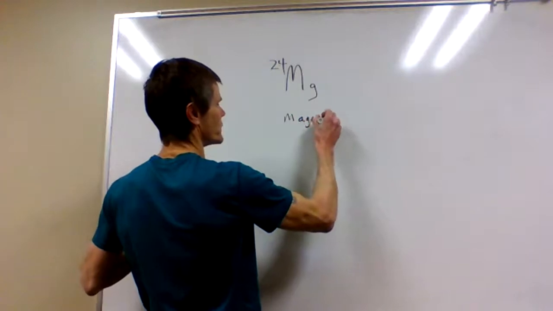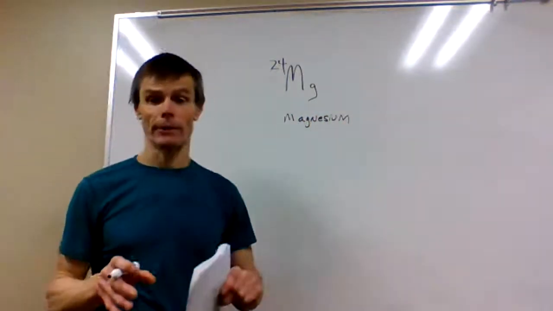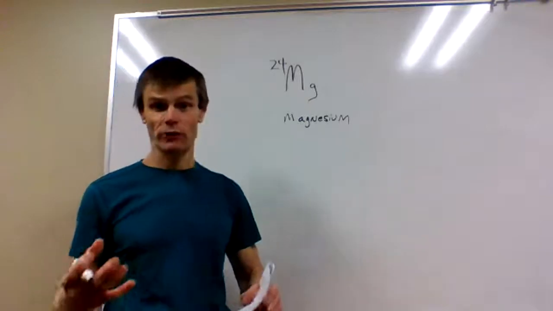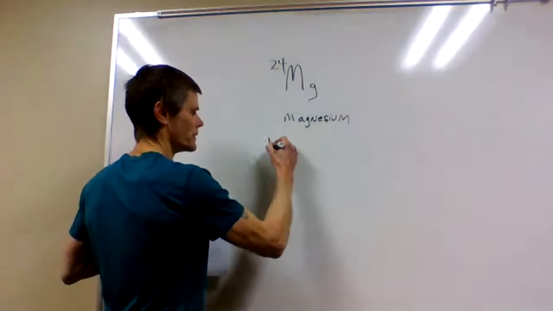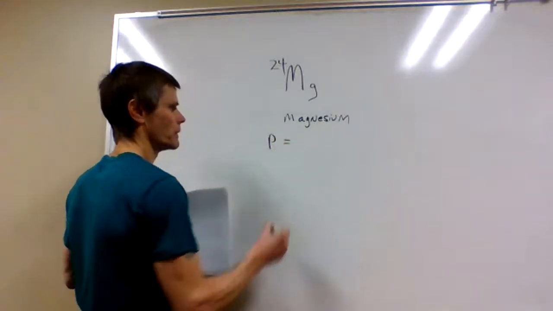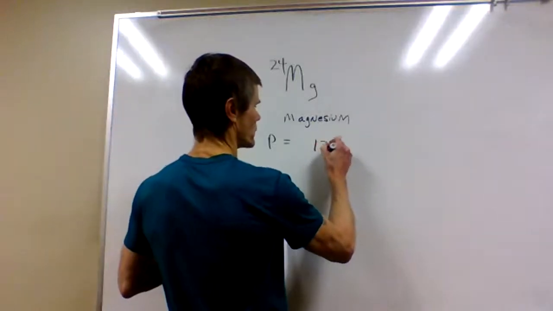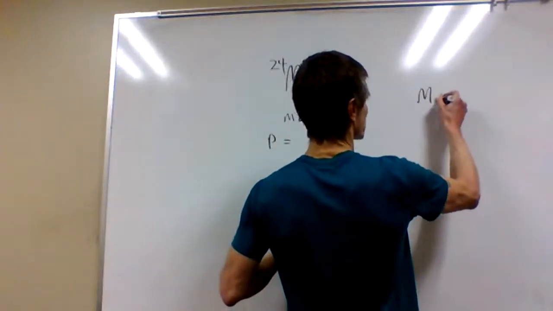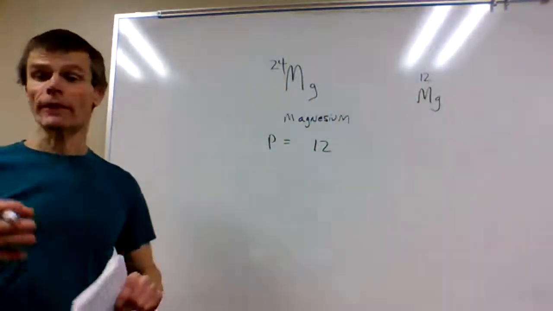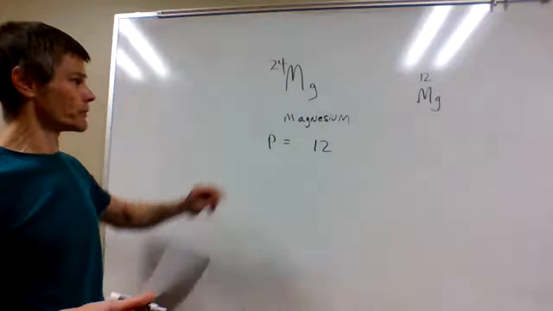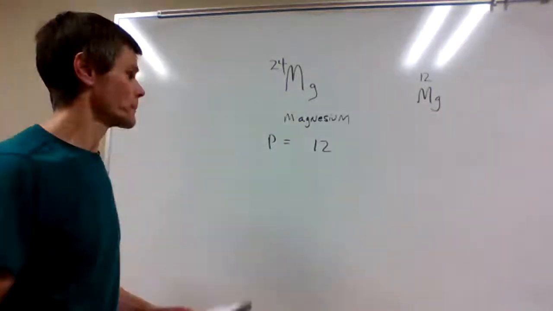Now, notice in the shorthand notation, they don't give you the atomic number. They expect you to go to the periodic table, look up the atomic number, and in this case, the atomic number for magnesium on the periodic table is 12. You would see magnesium, you would see 12, and that would be the number of protons in its nucleus. Shorthand notation expects you to be able to do that step.